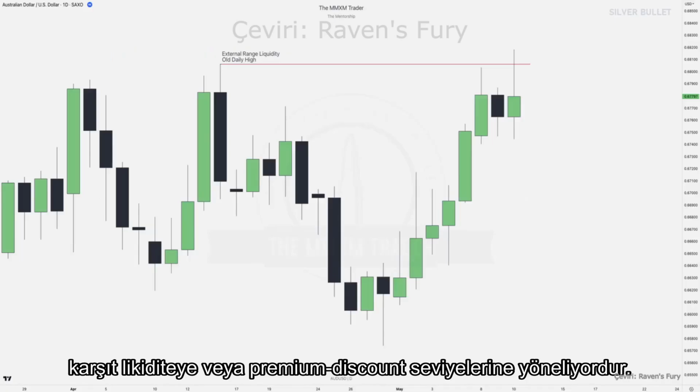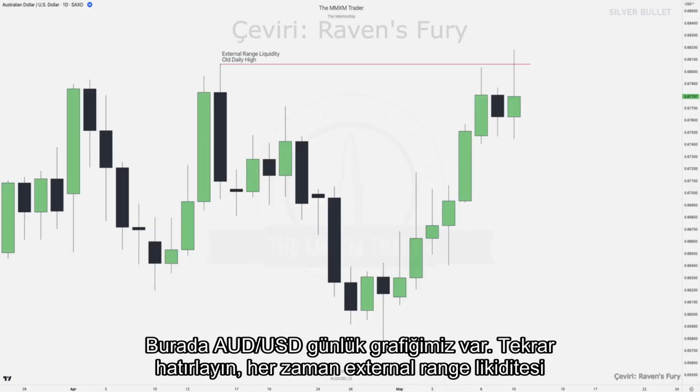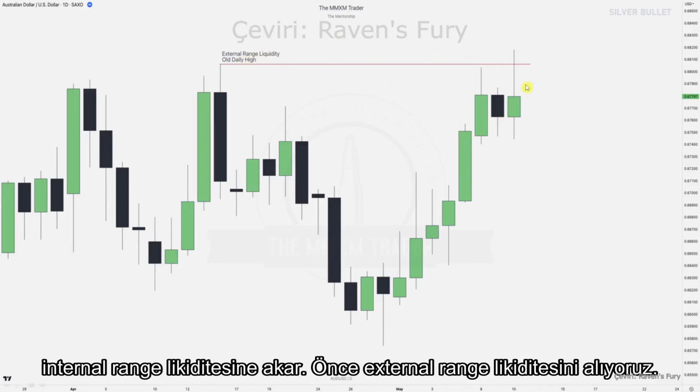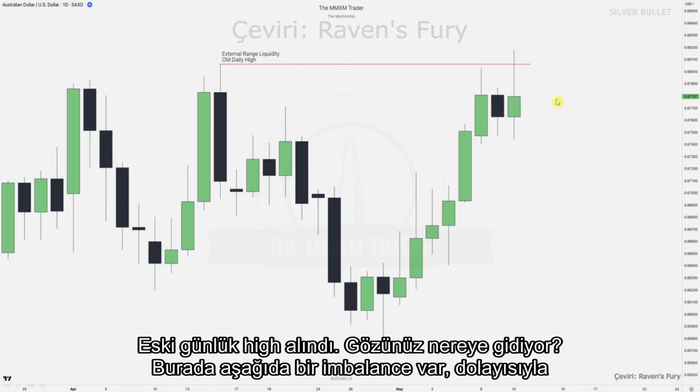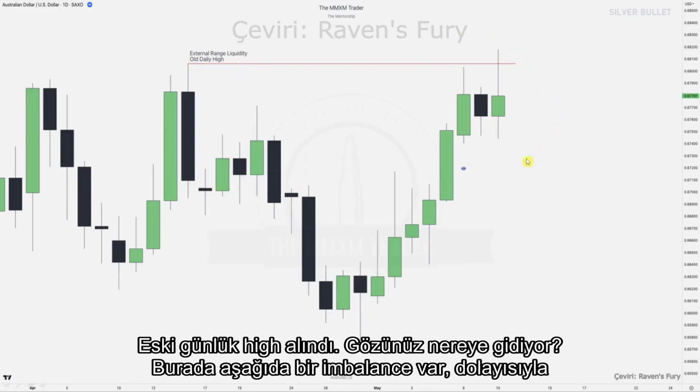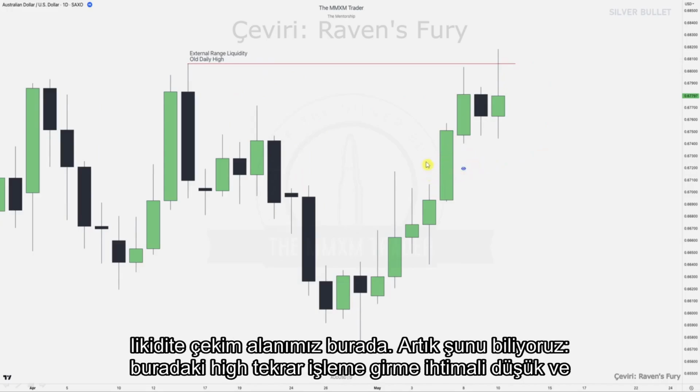Right, so we've got an Australian dollar, US dollar daily chart, right? Again, keep in mind every time, external range liquidity into internal range liquidity. We rate this external range liquidity, the old daily high. Where does your eye go to, right? We have an imbalance down here. So our draw on liquidity is down here.